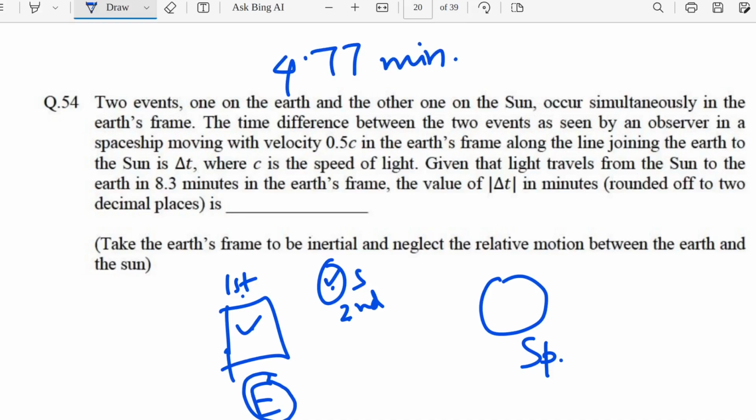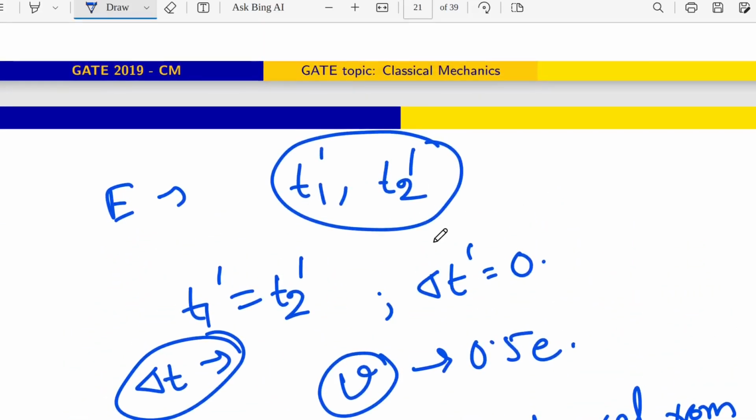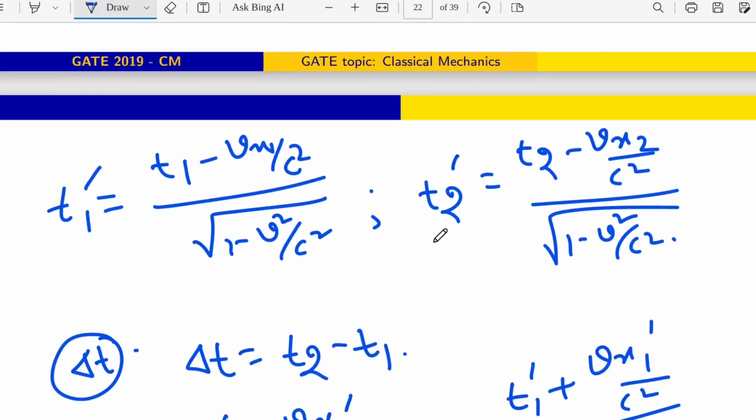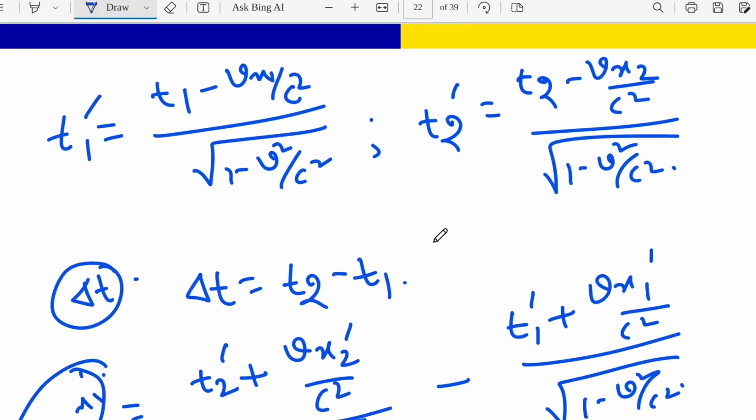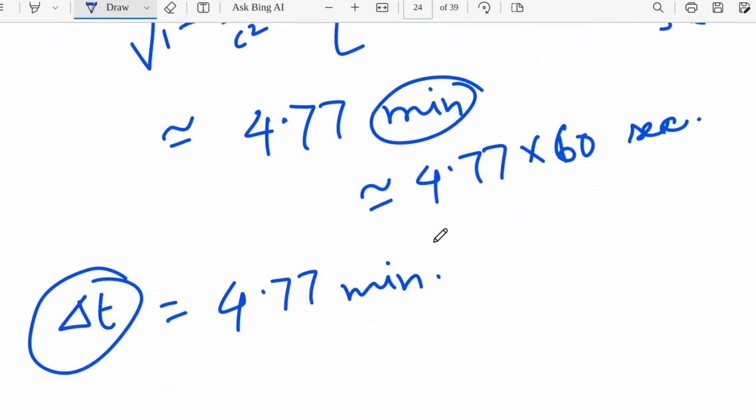Okay, so for that question, what do we need? We only need the relativity expression, that is delta t prime and delta t, and we need the delta x prime value, as well as the value of v. Just putting these values, we get the answer that delta t is 4.77.